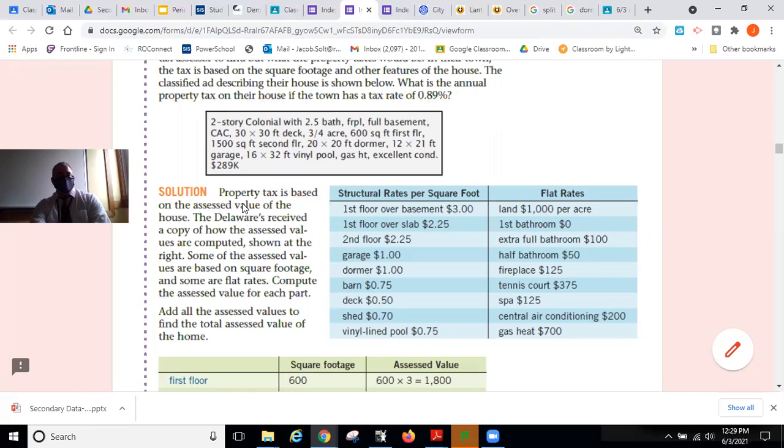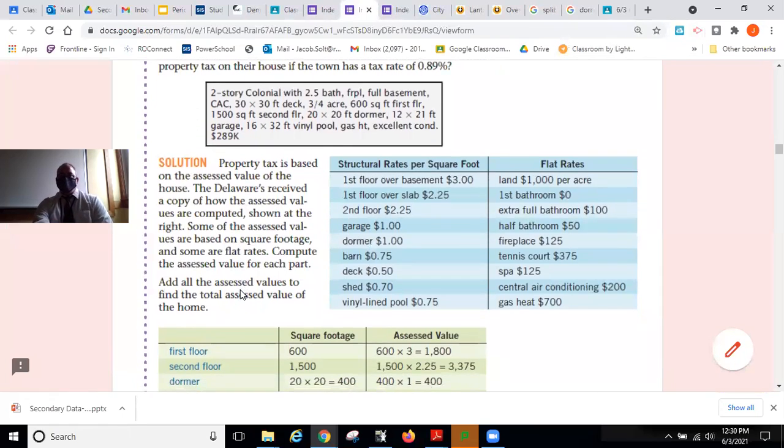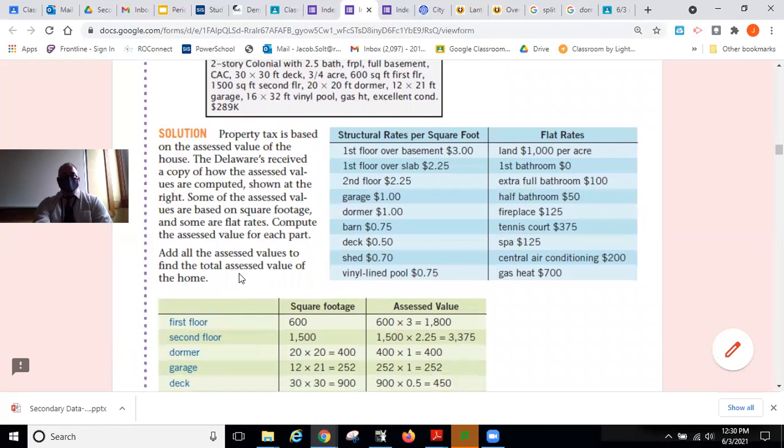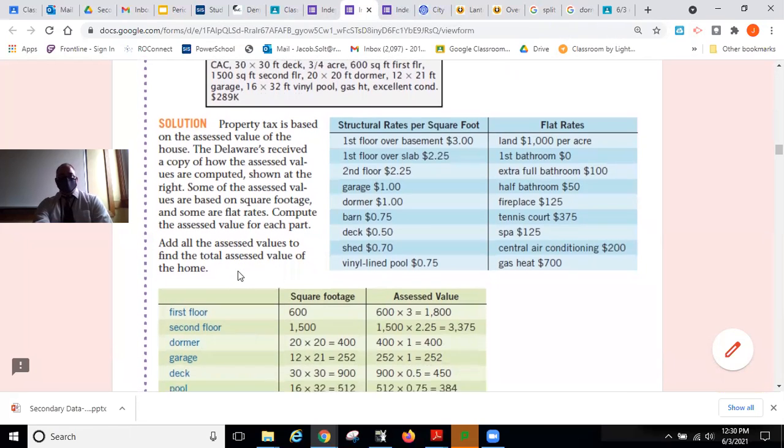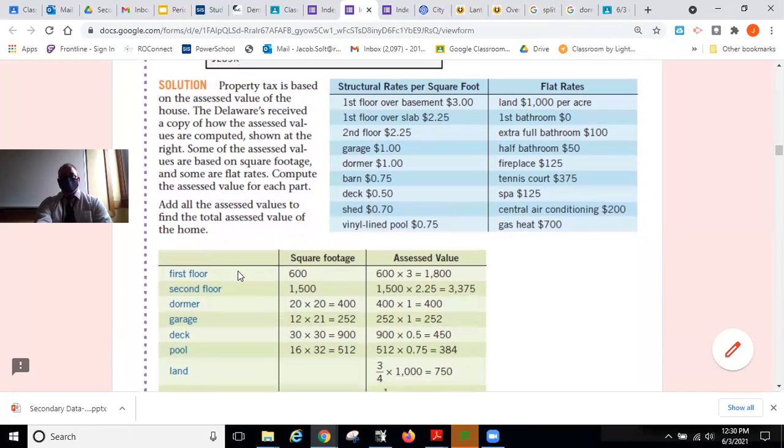Here's how we kind of solve this problem here. The property tax is based on the assessed value of the house. The Delaware has received a copy of how the assessed values are computed, shown on the right. So this is how the assessed value is computed. Some of the assessed values are based on square footage. Some are flat rates. Compute the assessed value for each part, add all the assessed values to find the total assessed value of the home. So, okay, these are all the rates.